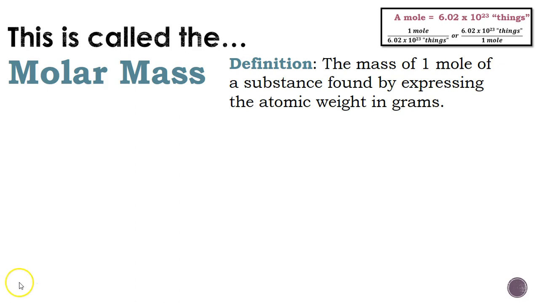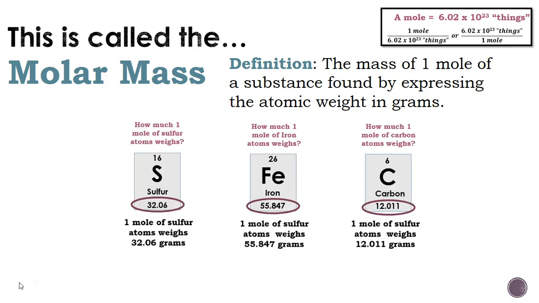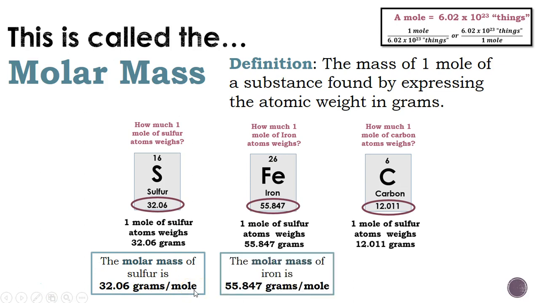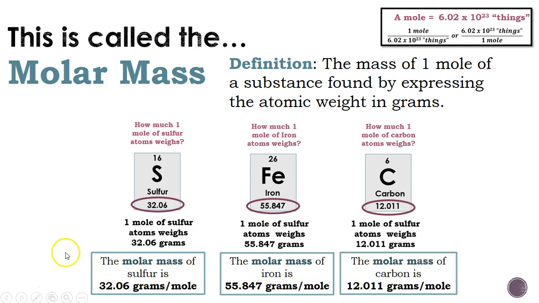So when we take a look at our examples again of sulfur, iron, and carbon, we can say the molar mass of sulfur is 32.06 grams per every 1 mole. Iron has a molar mass of 55.847 grams per every 1 mole. And lastly, carbon has a molar mass of 12.011 grams per every 1 mole. So this is a new term to us, molar mass. Whenever we're saying that, we're talking about a mass per every 1 mole.